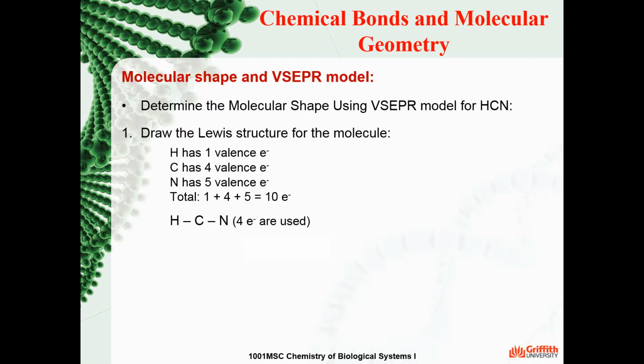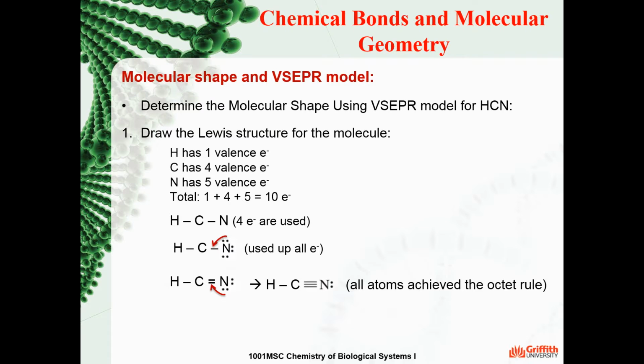Now it's time to achieve the octet rule on the surrounding atoms. Hydrogen is happy with 2 electrons. Nitrogen has 2, so it needs another 6 electrons to achieve the octet. Let's check the carbon. It only has 4. So we need to make a double bond between the nitrogen and the carbon. Check again, and the carbon has only 6. So we make a triple bond between the nitrogen and the carbon. And now we have an octet around the carbon.